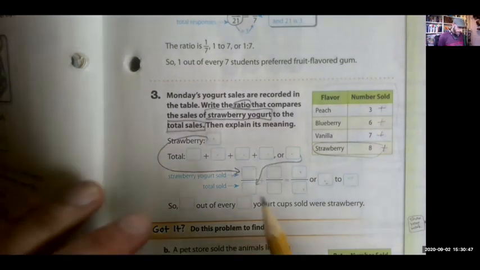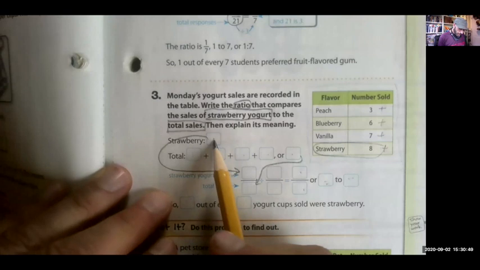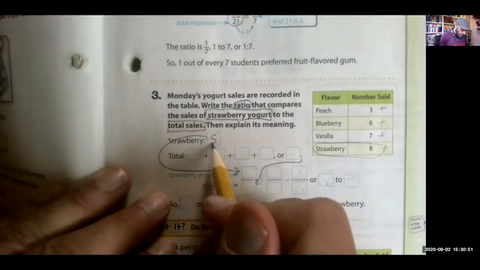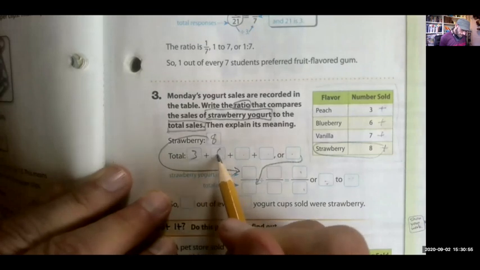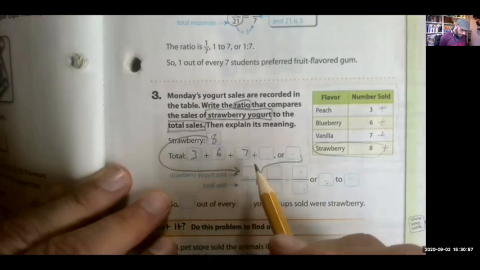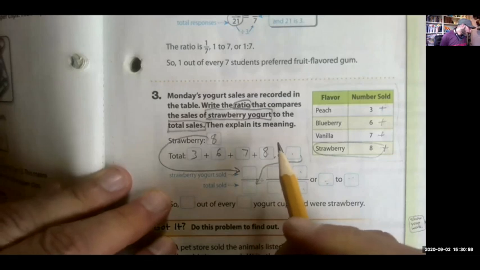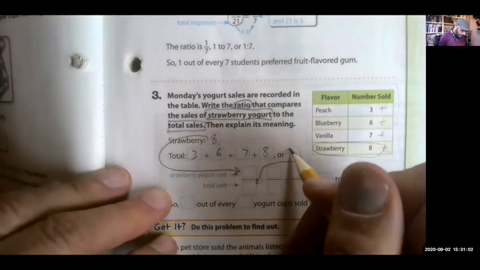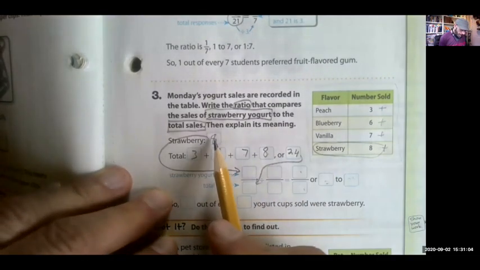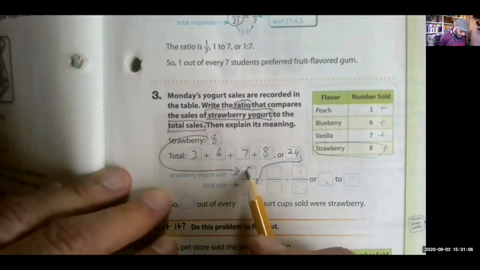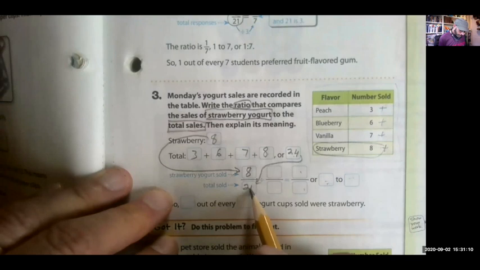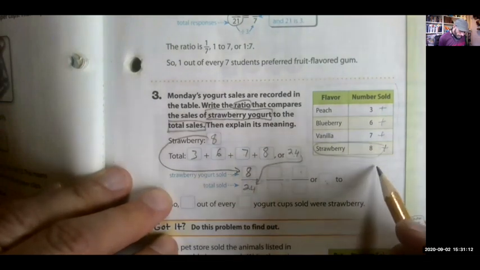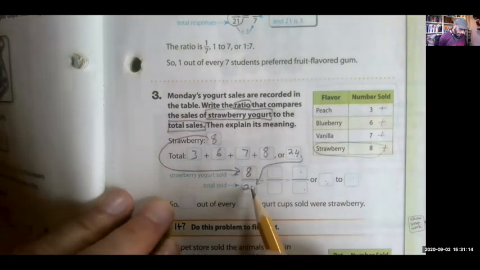Okay, so let's see. In here, strawberry, you should have 8 people chose strawberry. The total, it's 3 plus 6 plus 7 plus 8. And when you add all those up, you get 24. So now we have 8 goes in the top box here of the fraction, and 24 goes in there, because 8 out of 24 people chose strawberry.